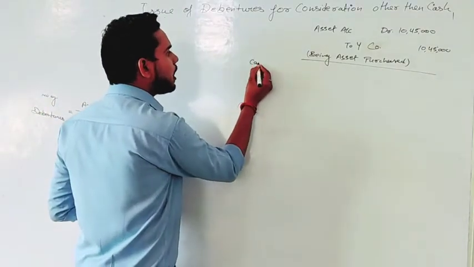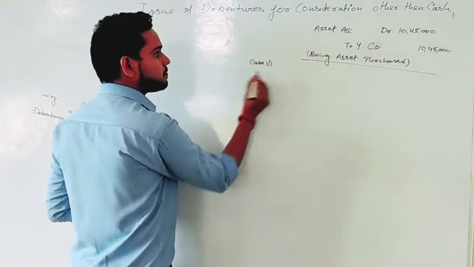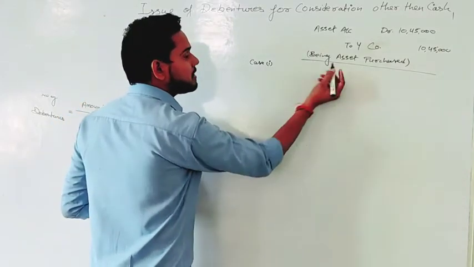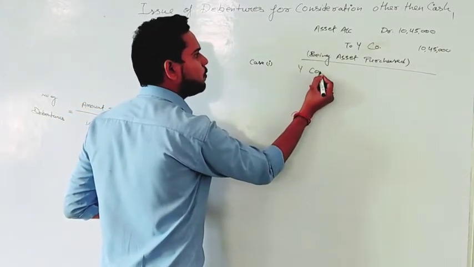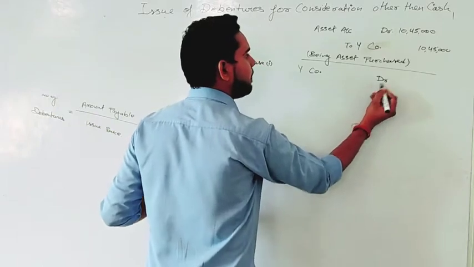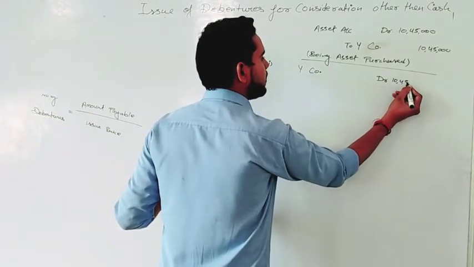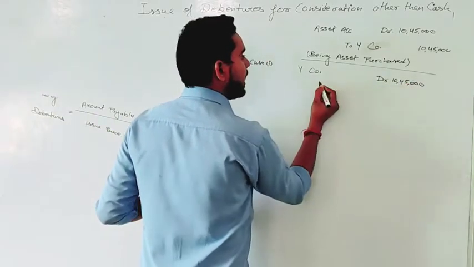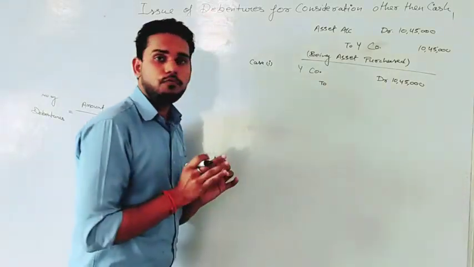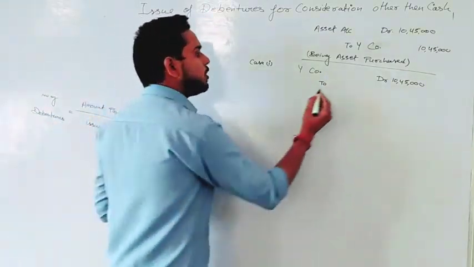Okay. So if we talk about case number 1, the entry will be very simple. Firstly, we have to debit the company to whom we have to make the payment. So Y company debit 10,45,000, right? And second, we are giving them 14% debentures, right? So we write what?